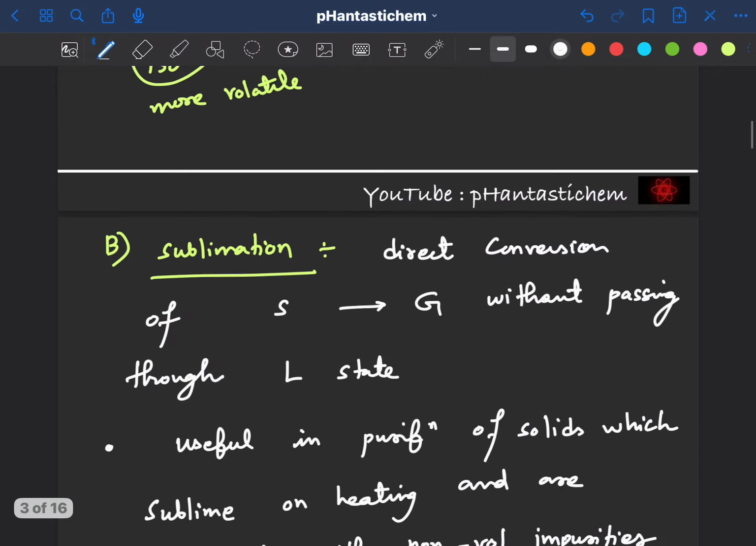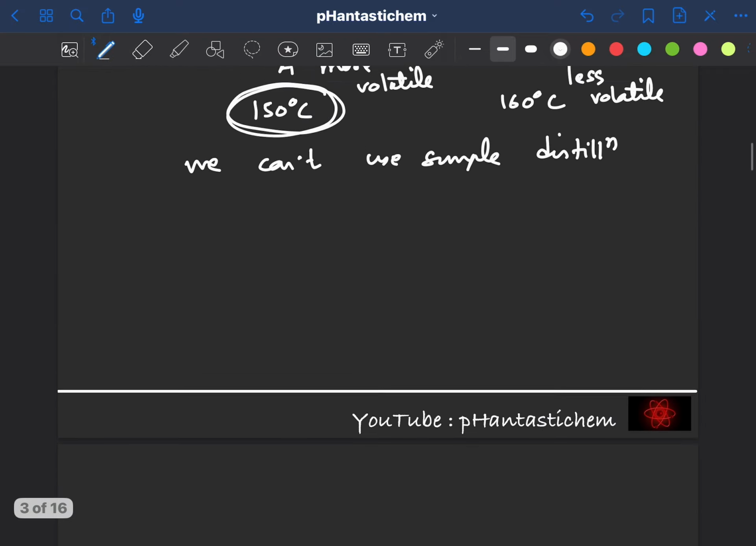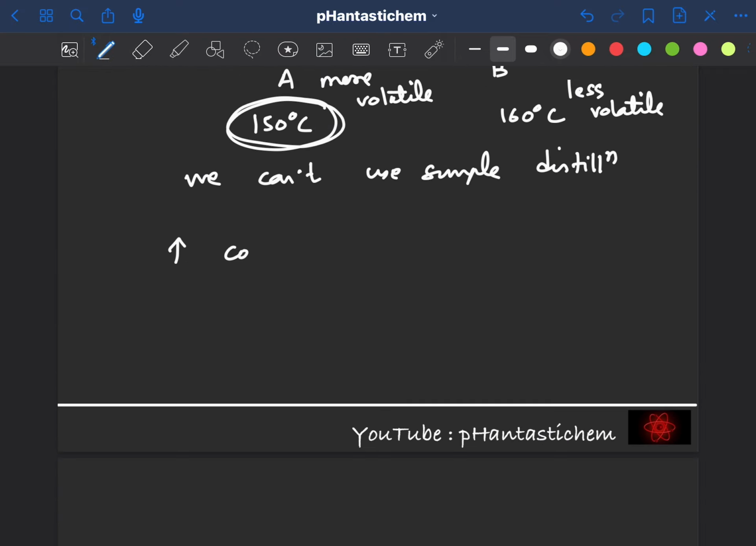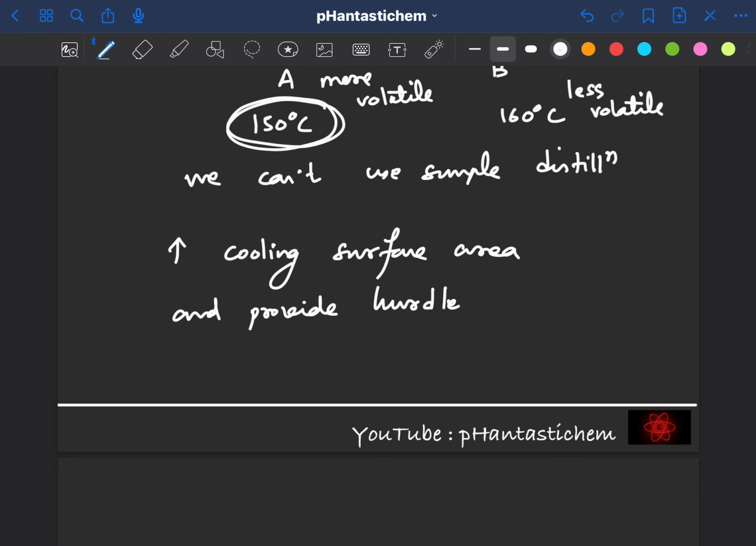Okay, so I will write that down. That is really important, that it increases the cooling surface area and provides hurdles, or you can say obstructions, to ascending vapors and descending liquid.